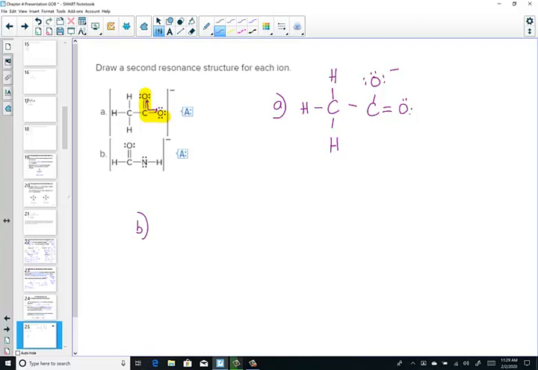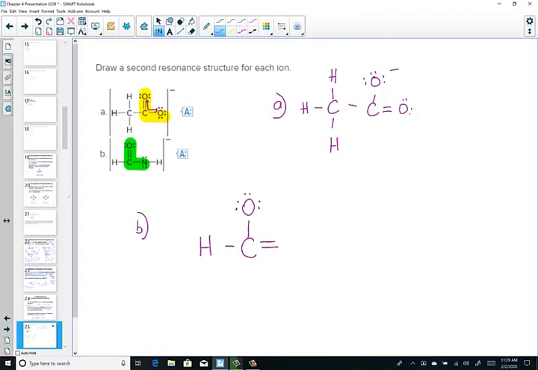Examine letter B. Notice if you bring your eyes to where you see the double bond, because resonance will always involve a double bond. We cannot form a double bond on hydrogen, but we can form a resonance structure with the nitrogen next door. We would have hydrogen attached to carbon, and then instead of a double bond going up to the oxygen, we would place a single bond.